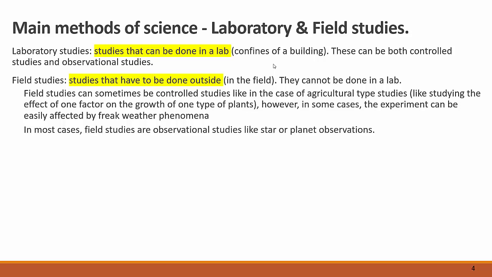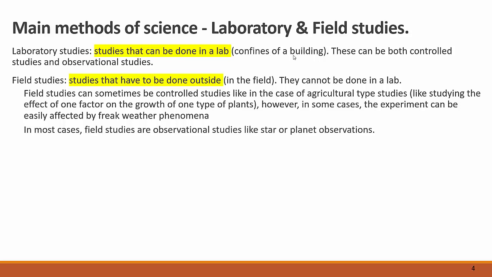Scientific experiments can also be either laboratory or field studies. Laboratory studies are studies that can be done within the confines of a building. They can be done in a lab within the confines of a building. Laboratory studies can be both controlled studies or observational studies. For example, if you have mice that you're observing in a lab, that's an observational study, that's a laboratory study.